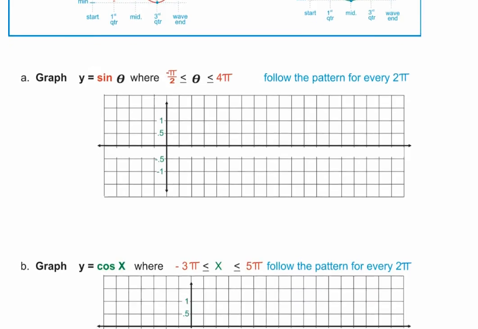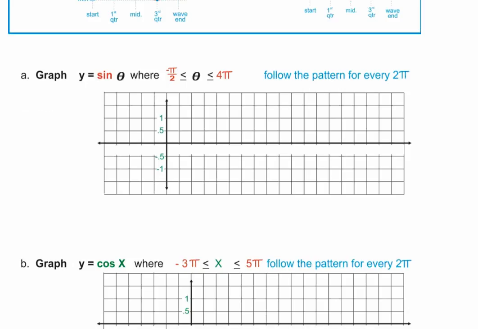All right, so what happens if they say to you, graph the sine theta from negative pi over 2. So how many degrees is that? Because we think better in degrees. Negative pi over 2 is how many degrees? You guys don't have that one down yet? Pi over 2? Okay, that's like the beginning. That's negative 90 degrees.